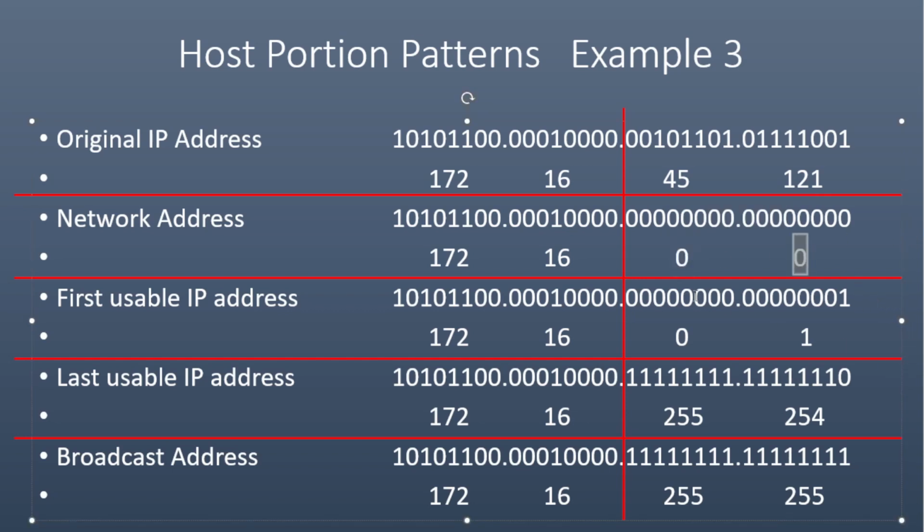Now, to get the first usable, I set the host portion to all zeros with a 1 on the end. Notice I didn't say all in the third octet, all in the fourth octet. I said all, the whole host portion. In this case, the host portion is 16 bits, so it's literally 15 zeros with a 1 on the end. Now, pay attention to that octet boundary, because you're going to need that when you convert it back to decimal. So I take the third octet, convert that to decimal, and I take the fourth octet, convert that to decimal.